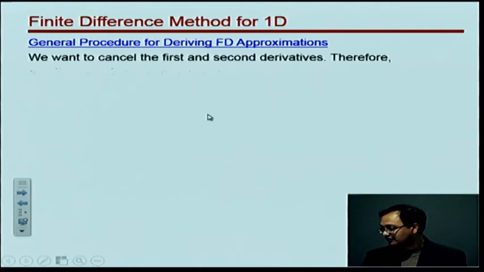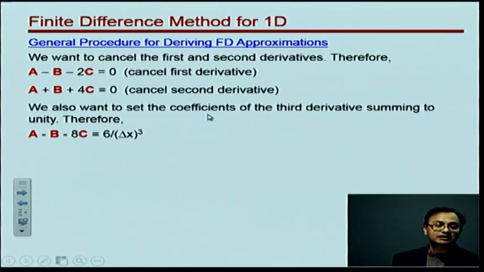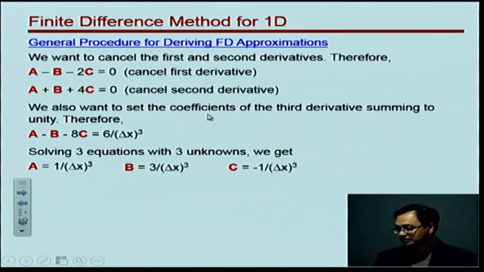Okay, everybody follow that? So now I have 3 equations with 3 unknowns a, b, c. I can solve it. Pretty easy to solve. Just a little bit of algebra, and those are the answers I get. A equal to 1 over delta x cubed, b equal to 3 over delta x cubed, and c equal to negative 1 over delta x cubed.